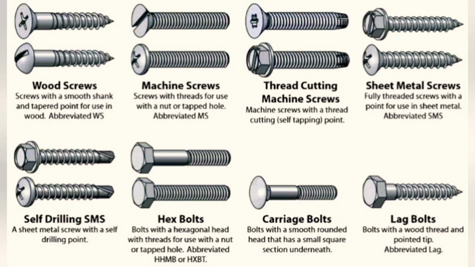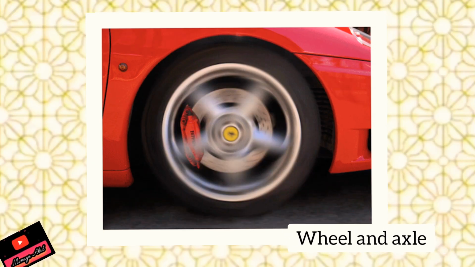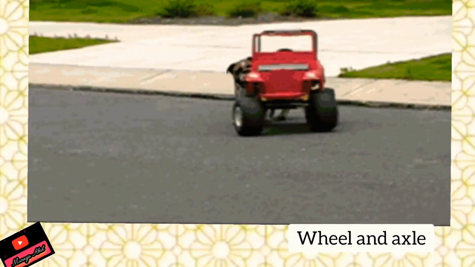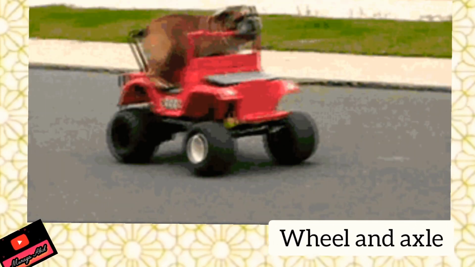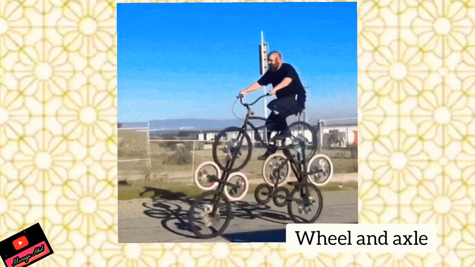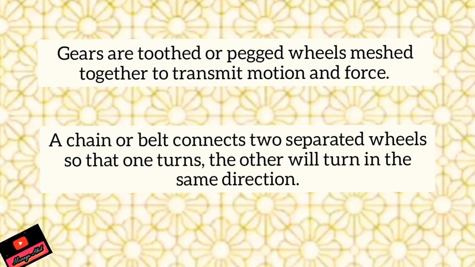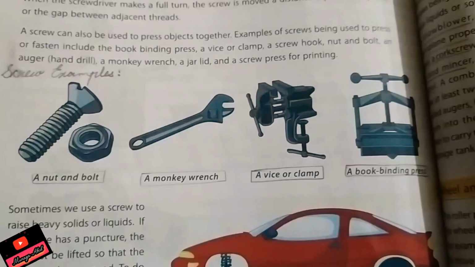The slotted head can have various types of shapes. Wheel and axle is used in many different ways in our life. You would have seen wheel and axle types like a toy car or other things. This man is using many wheels. Wheel and axle is a simple machine. A longer motion at the edge of the wheel is converted to a shorter, more powerful motion at the axle. Wheel and axle has two types, gears and chain or belt. You might have used them.